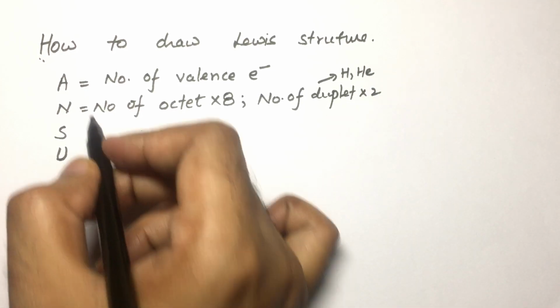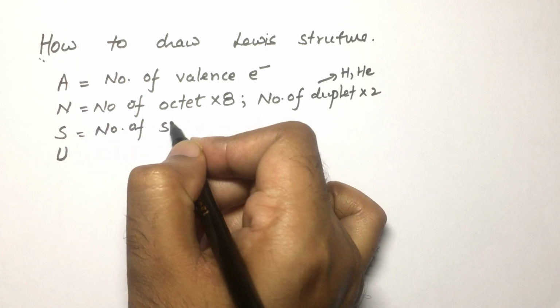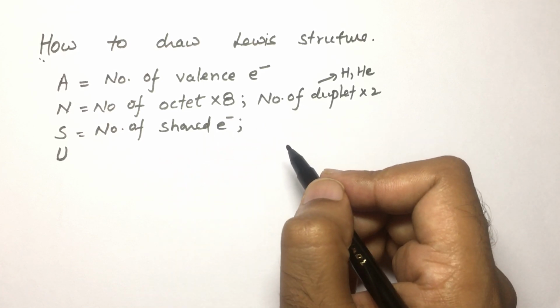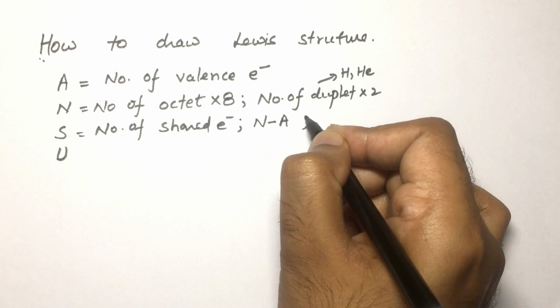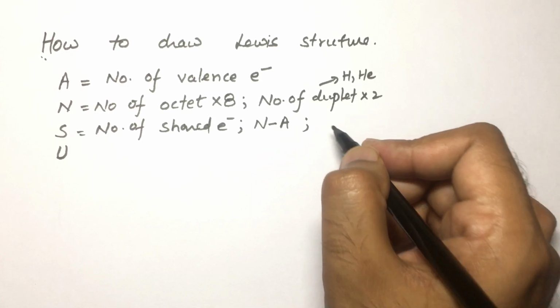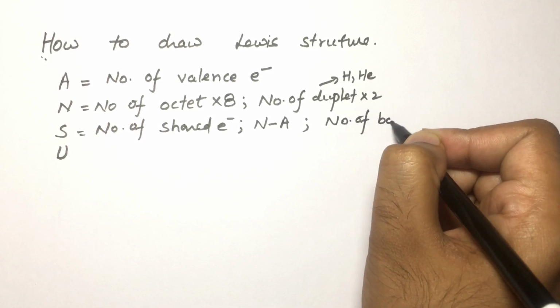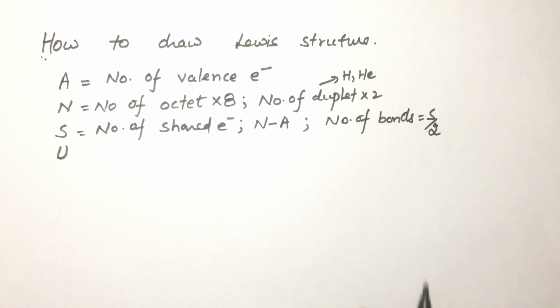Next is S. S is the number of shared electrons. S can be calculated by N minus A. And what's important to note here is the number of bonds in any structure. The number of bonds in any structure is given by S by 2.